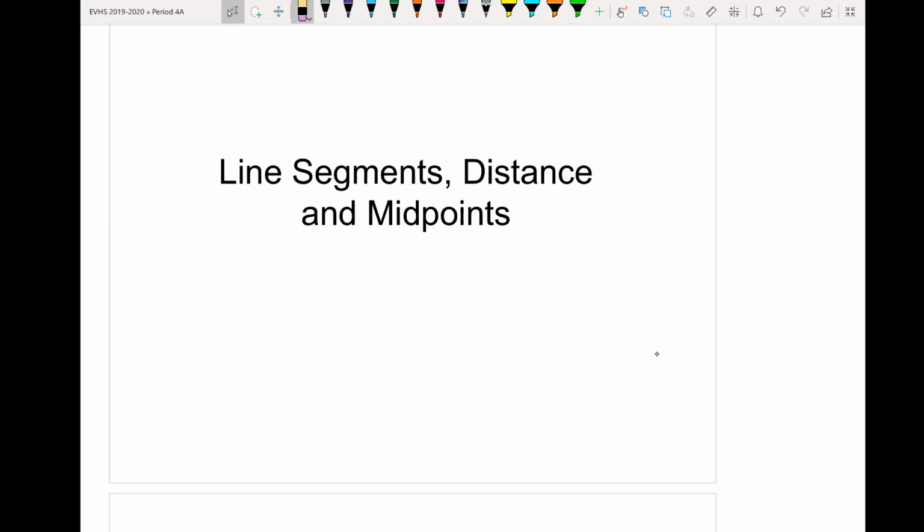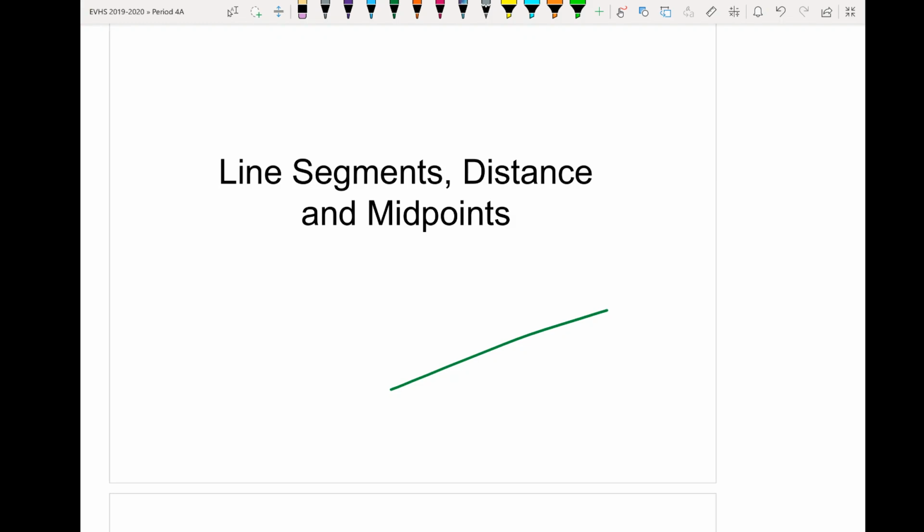All right. So, line segments, distance, and midpoints. What we're worried about today is taking our lines that we originally had that were infinite in both directions, and we're going to start chopping them off and making them shorter. We're going to start worrying about sections of lines. That's what a segment is.